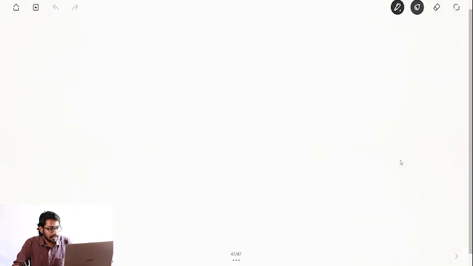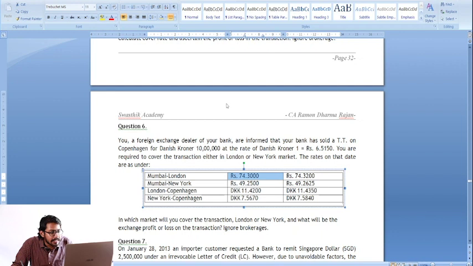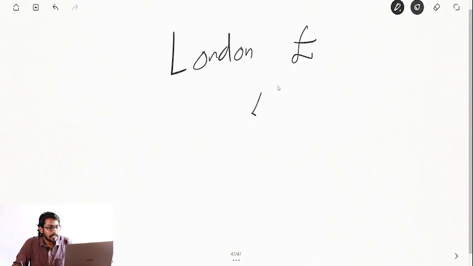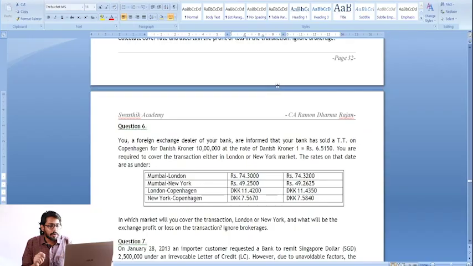You know the currency of London is pound. So rupees 74.30 means it is rupee per pound. Rupee is 74, which means for 1 pound it is rupee 74. Rupee per pound is 74.30. Also note that the question will not always explicitly say rupee per pound is 74.30. You have to understand that rupee 74 means for 1 pound it is rupee 74.